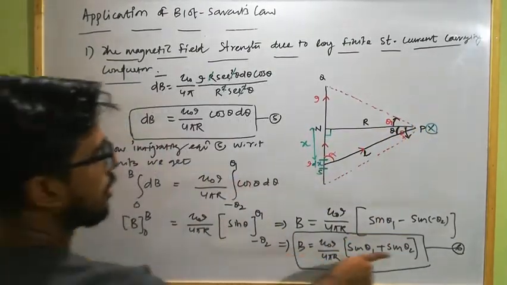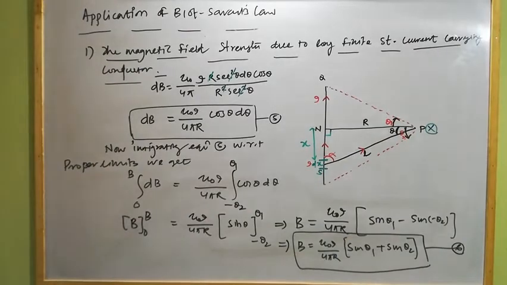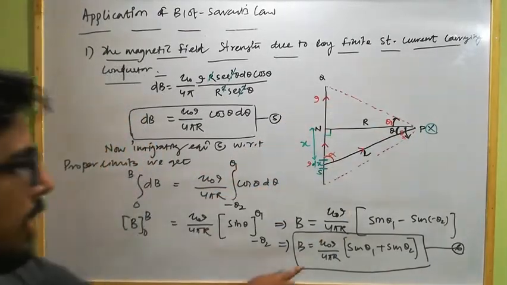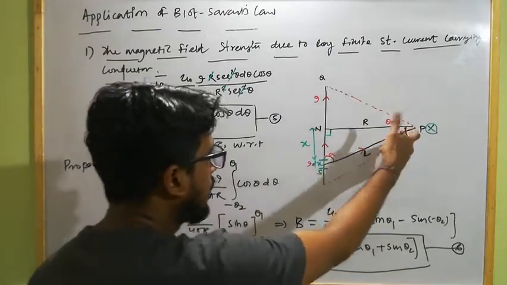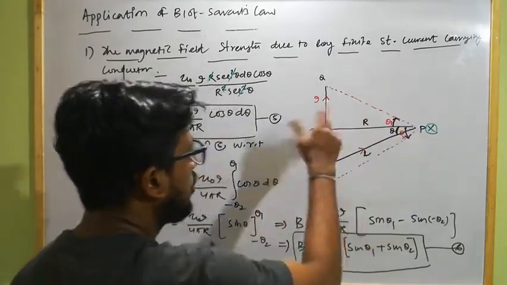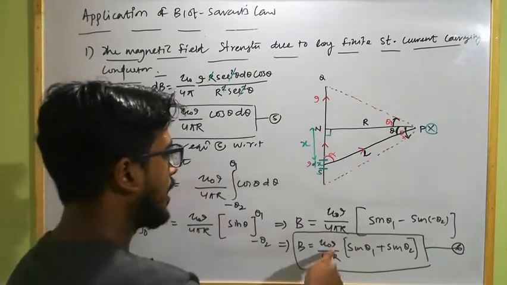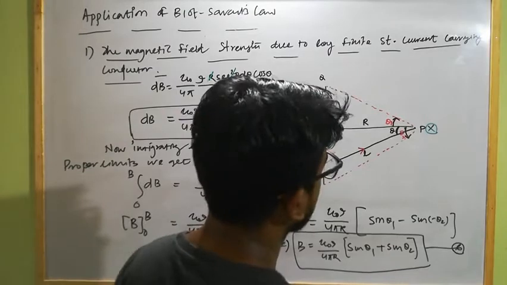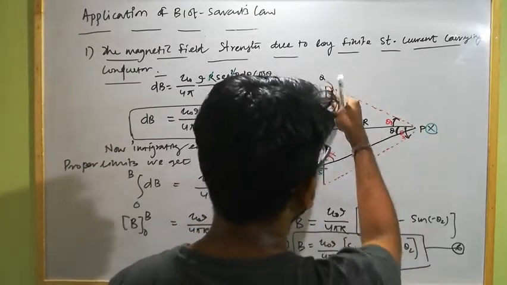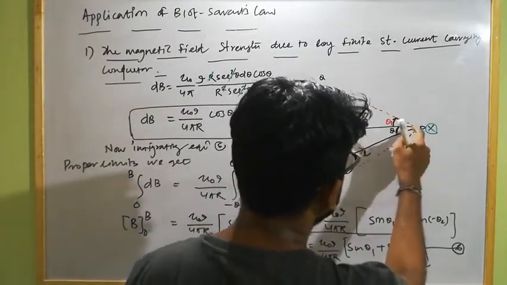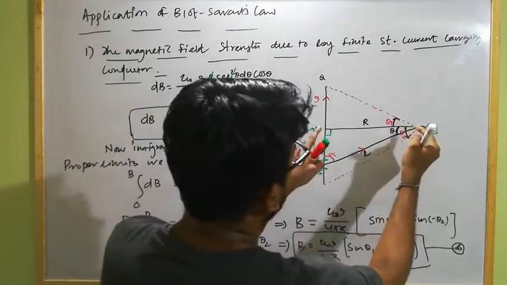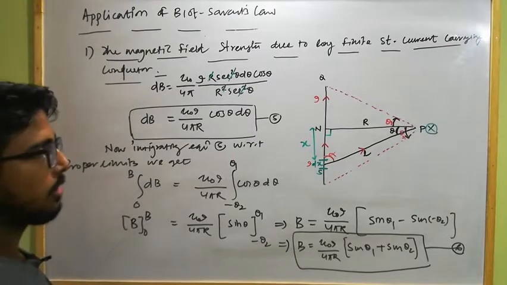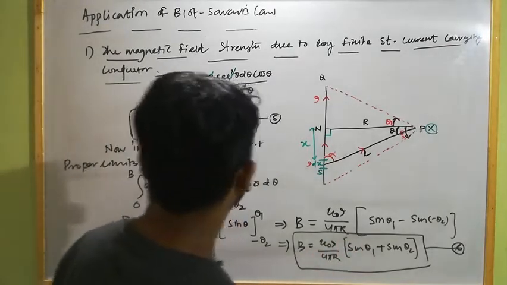Clear? And this is the expression for the net magnetic field strength due to a finite long straight current carrying conductor, where r is the perpendicular distance of the point of observation from the conductor, I is the value of current flowing through it, and theta 1 and theta 2 are the angles made by the two ends of the conductor with respect to the perpendicular distance of the point of observation from the conductor. Clear? You have to remember this. Okay.